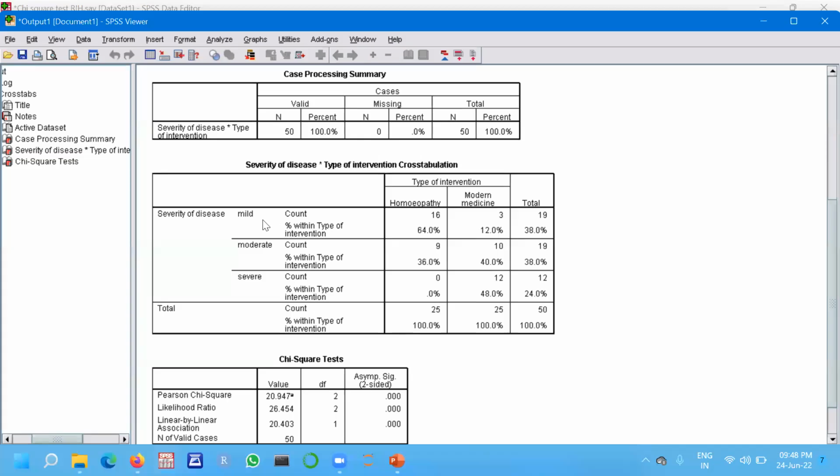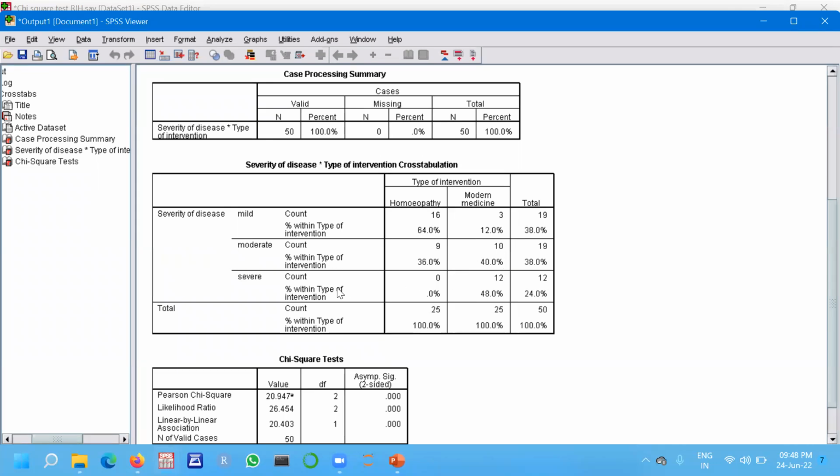Now see the severity of disease and the type of intervention, homeopathy and modern medicine. So here mild diseases are there with the intervention homeopathy. See, 64% in homeopathy and modern medicine, 12%. Now moderate, those who are treated with homeopathy had moderate disease, that is 36%, whereas those who are treated with modern medicine, 40% are moderate.